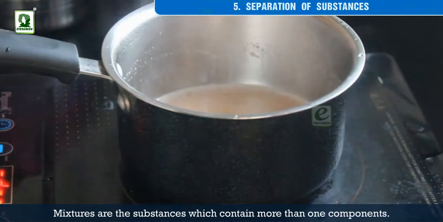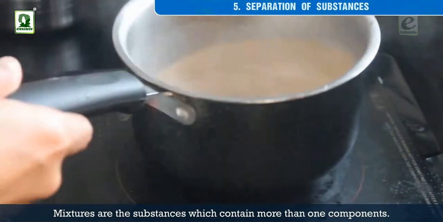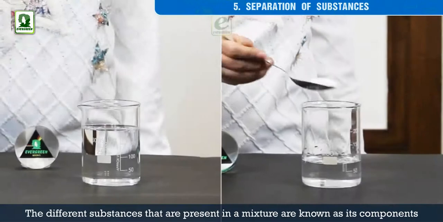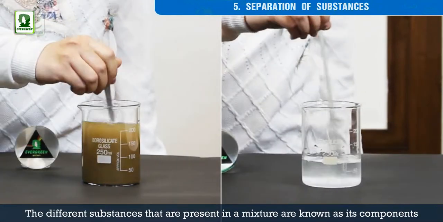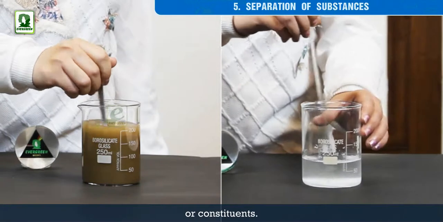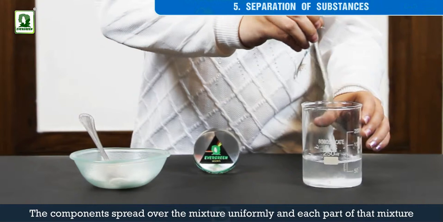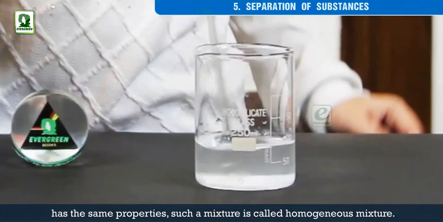Mixtures are the substances which contain more than one component. The different substances that are present in a mixture are known as its components or constituents. The components spread over the mixture uniformly, and each part of that mixture has the same properties. Such a mixture is called homogeneous mixture.